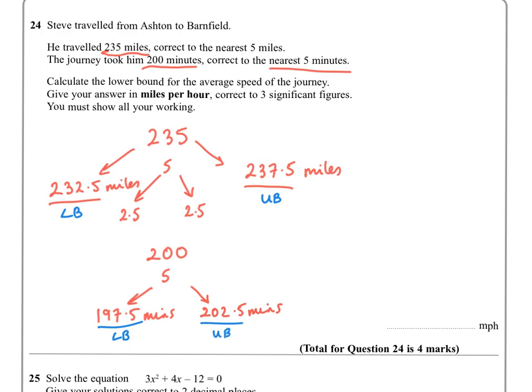So what you've got to look at in this situation is calculate the lower bound for the average speed. Well, speed is given in miles per hour. So we've got the units here is a distance over a time. So speed is distance per time. And we want the lower bound.